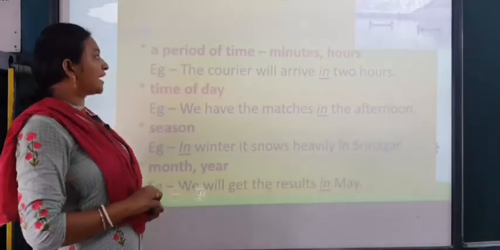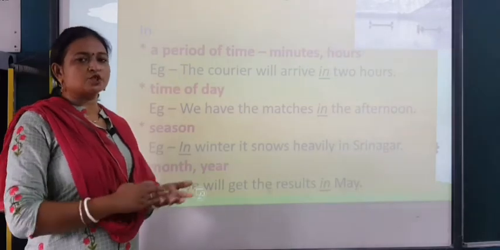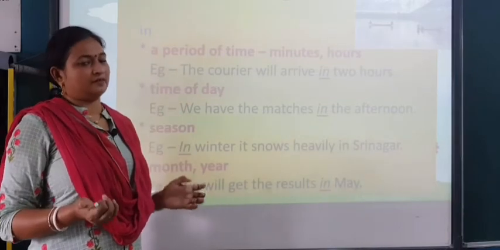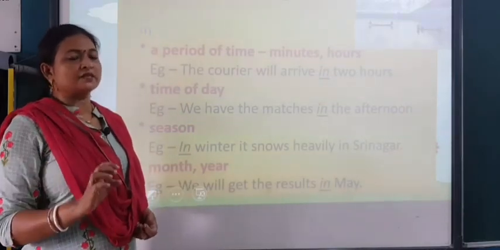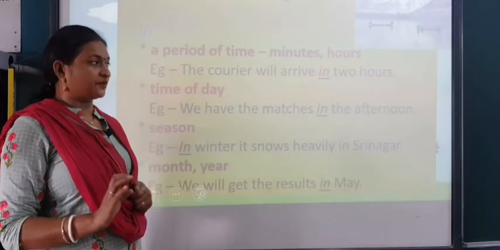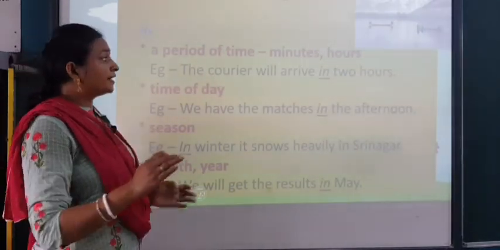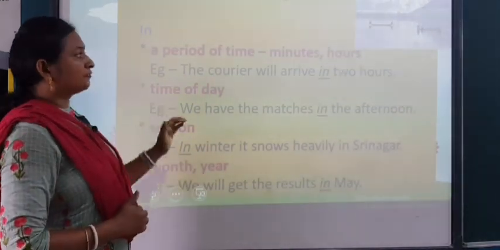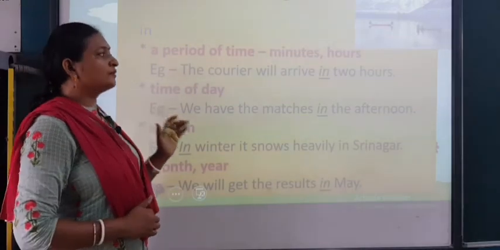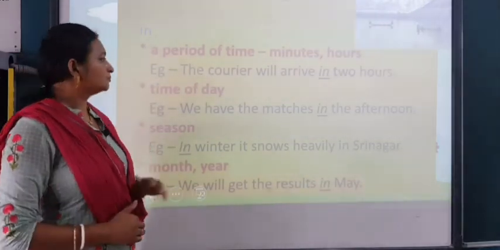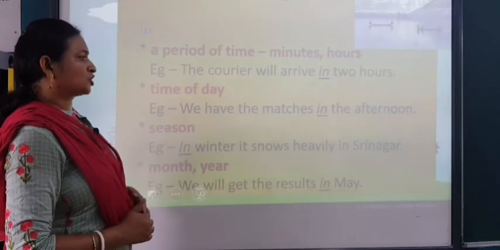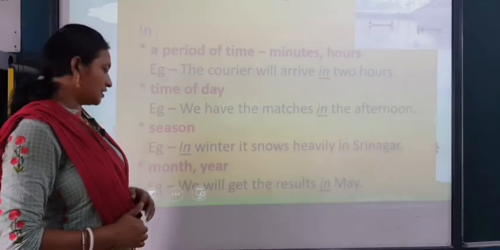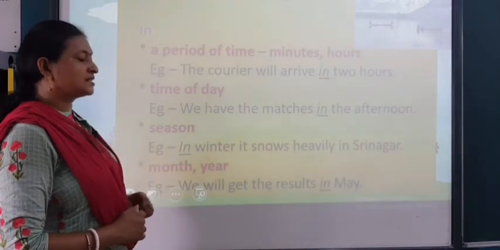Now, preposition of time, in. You would have seen that prepositions of place and time are more or less the same. At and in we had in that also. So the main concept remains the same, like at is used for specific. Now, in a period of time: earlier we saw it was an enclosed area. So a period of time, that is in minutes and hours. The courier will arrive in 2 hours. Time of day: we have the matches in the afternoon. Season: in winter it snows heavily in Srinagar. Month and year: we will get the results in May.